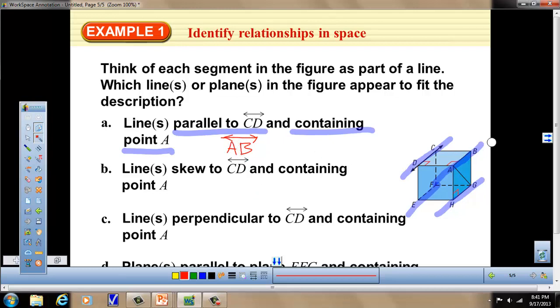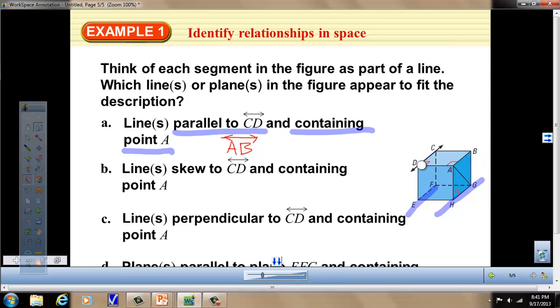For the second one, we've got a line or lines that are skew to CD and containing point A. Well, let's look at all the lines that are skew to CD. Skew again means that they're not parallel to CD, but they still don't cross. Okay? So if CD is here, if we look carefully, we can see that EH doesn't cross and FG does not cross, and it's also not parallel. AH does not cross and BG does not cross, but they aren't parallel.